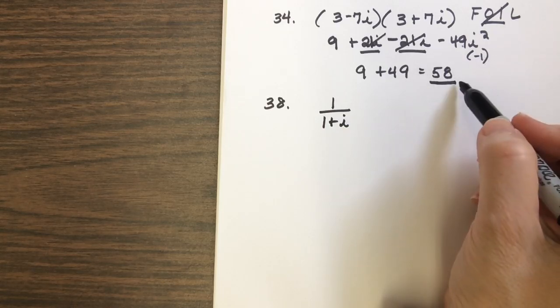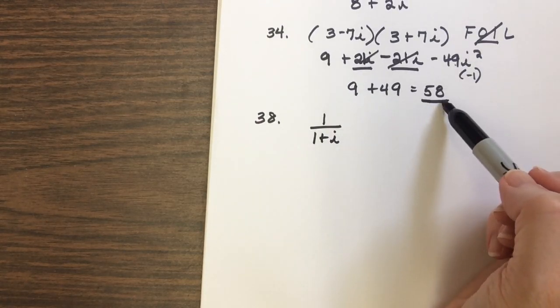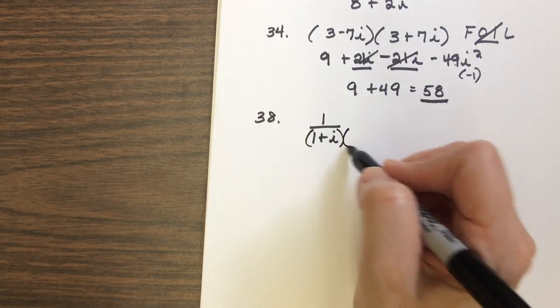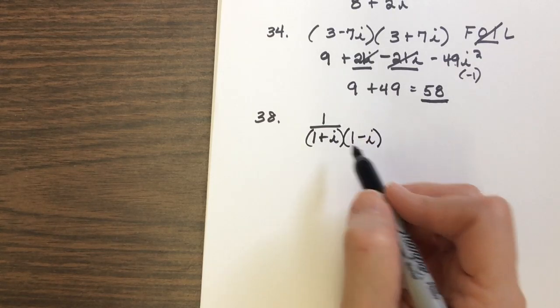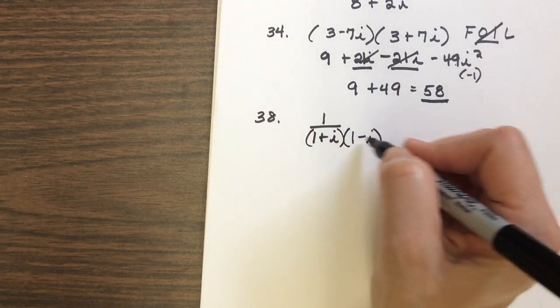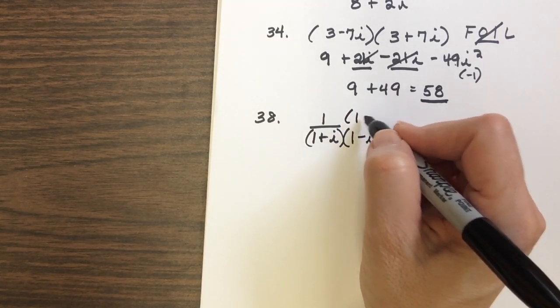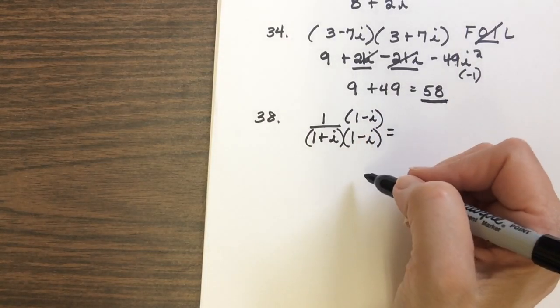Well, that's why I worked this problem up here, to show you that I'm going to get rid of this i. I want to get a real number. To do that, I'm going to multiply by the conjugate. Alright, the conjugate of 1 plus i is 1 minus i. And remember, to keep it an equivalent fraction, whatever I do to the bottom, I have to do to the top. Alright, because that would be like multiplying by 1.